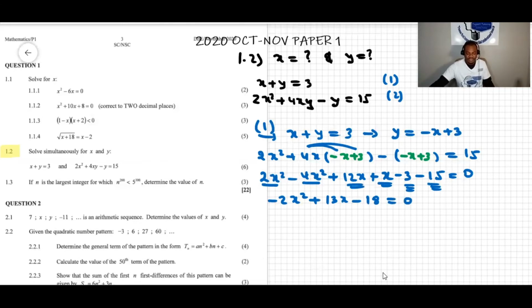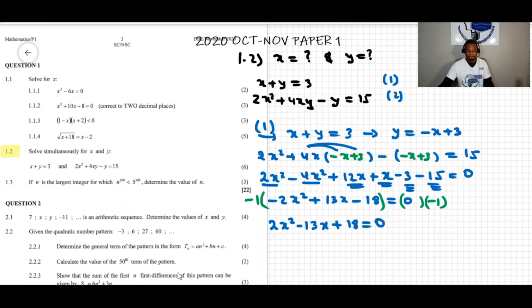Now, what will come next? We are going to solve this by factorizing. But before we do, I don't want the negative sign in front of the x squared. So I can multiply the whole equation by negative 1. If I multiply each term by negative 1, this will become 2x squared minus 13x plus 18 equals 0.